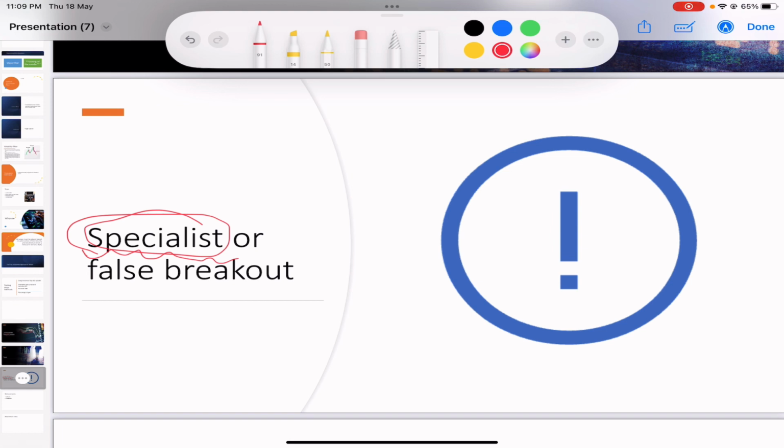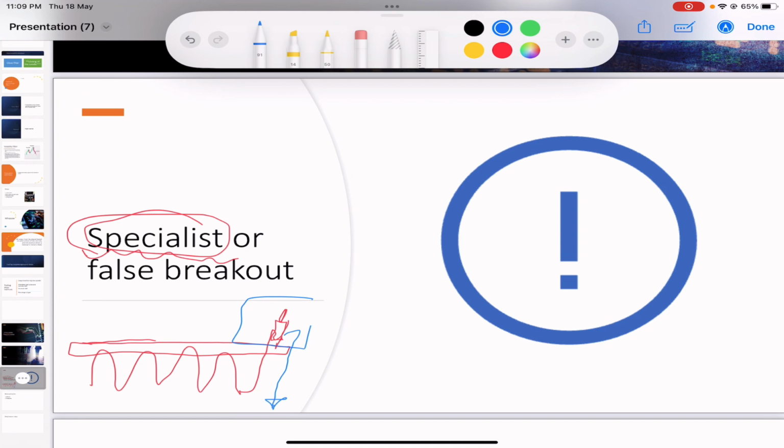For example, let us say that the zone has been acting as a constant resistance over and over again. Now what happens is my market goes up and it sustains over here and closes over here. So that means a breakout has happened, right? The very next day my price comes back into the zone and dumps. So that means this was a false breakout.